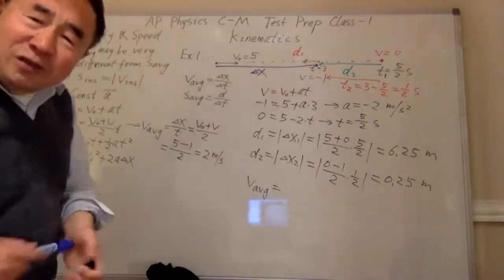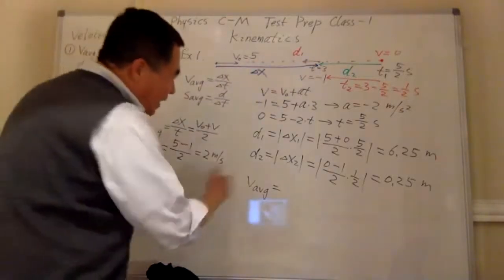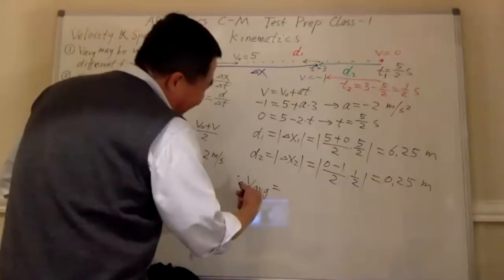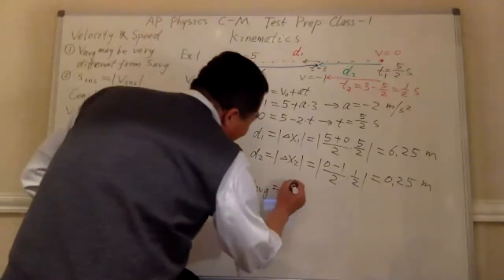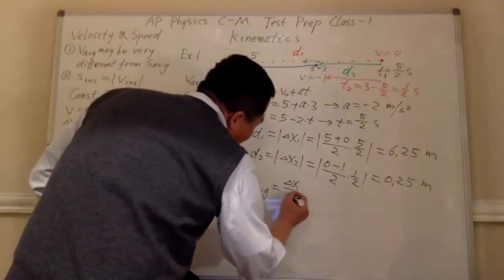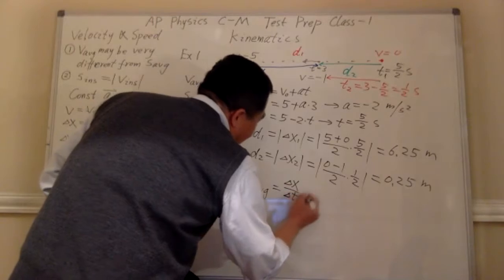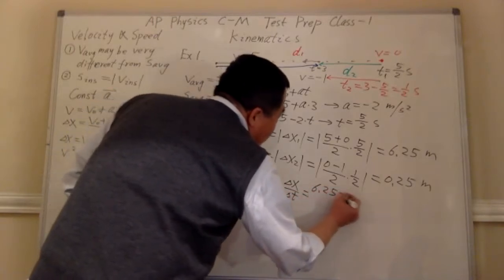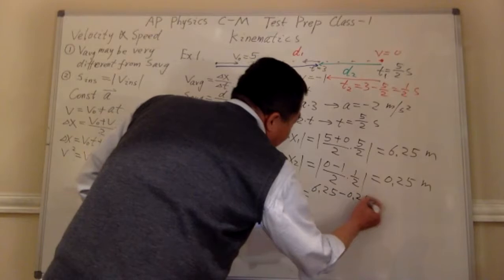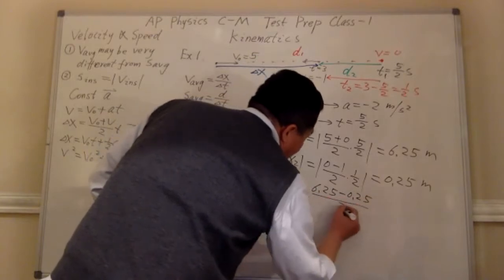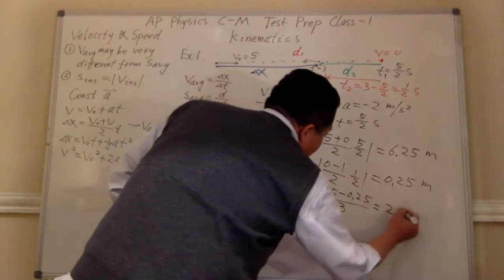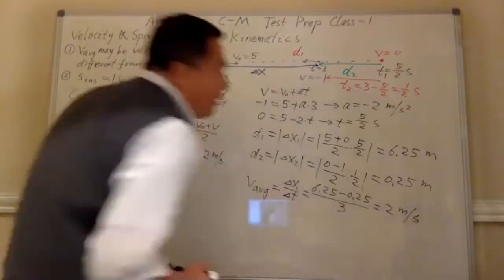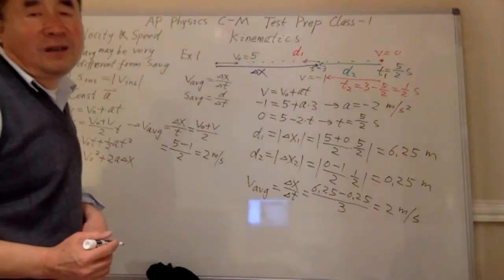So each time you can say displacement. We said that's a displacement over delta t. You say displacement equal to what? 6.25. Then you move back 0.25. Then divided by time is 3. Then you get that's 2 meters per second. Means that is average velocity.